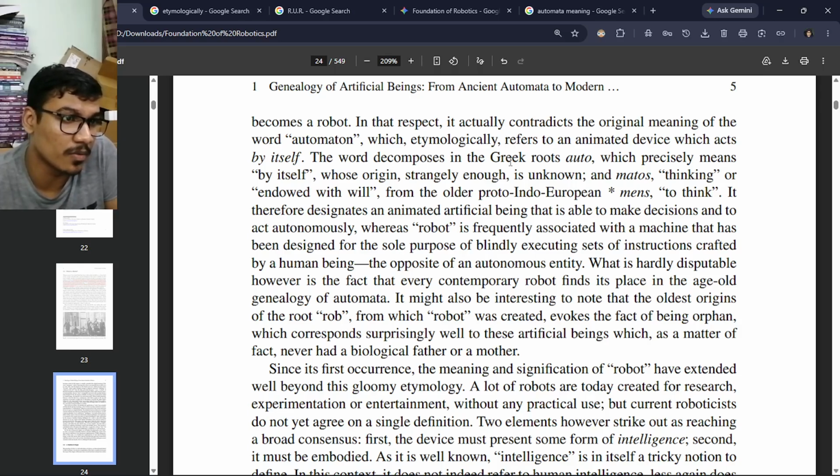The word decomposes into the Greek roots auto, which precisely means by itself, whose origin is strangely unknown, and matos, thinking or endowed with will, from the Proto-Indo-European root meaning to think. It therefore designates an animated artificial being that is able to make decisions and to act autonomously, whereas a robot is frequently associated with a machine designed for the sole purpose of blindly executing a set of instructions crafted by a human.